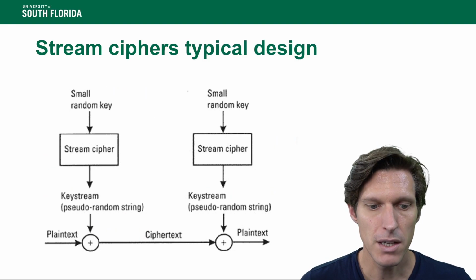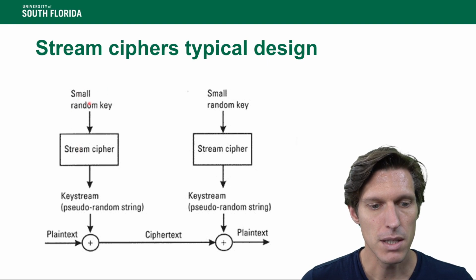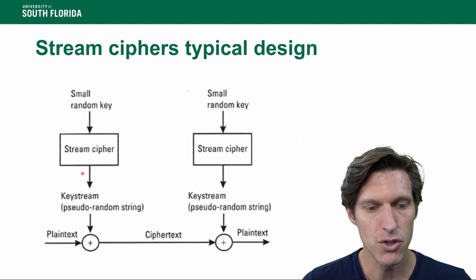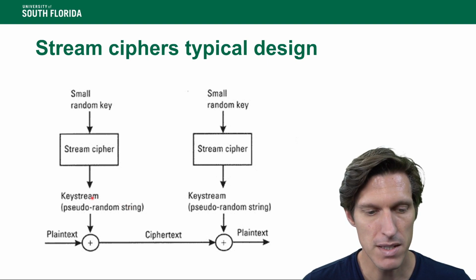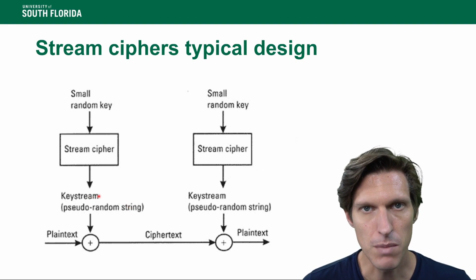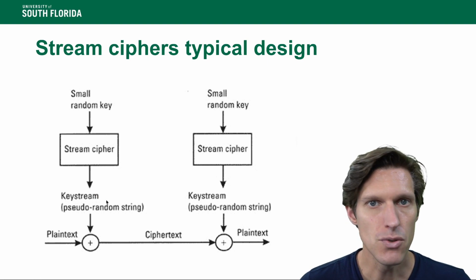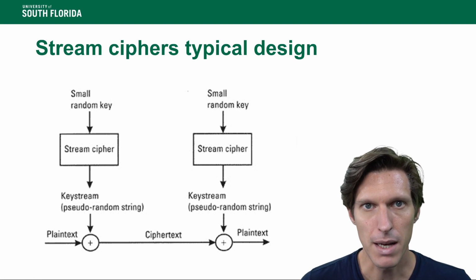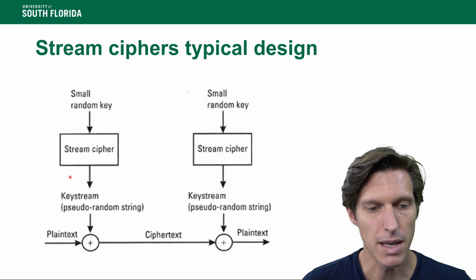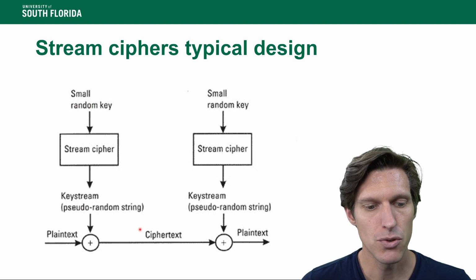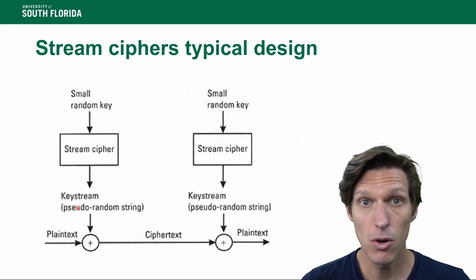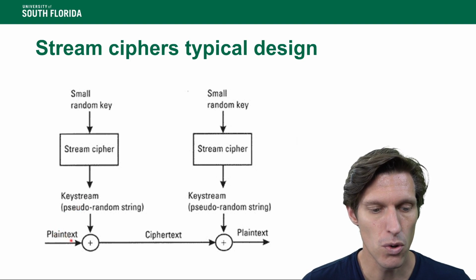Now, the typical design for a stream cipher is that the key is used as input of a pseudorandom generator, and that produces a pseudorandom string of the same length as the message that we call the key stream. And then this key stream is used as if it were the one-time pad. So remember the one-time pad, the key has to be as long as your plain text. But here we use a small key to produce something as long as the plain text that looks hopefully very random. And then it's XORed bit by bit with the plain text, and that gives you the ciphertext.